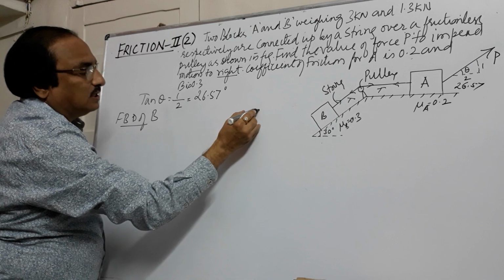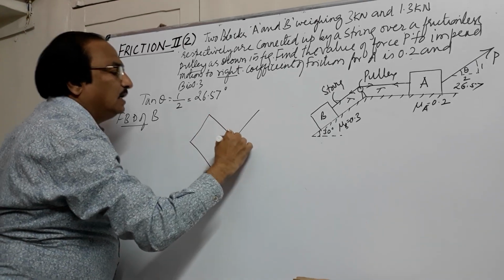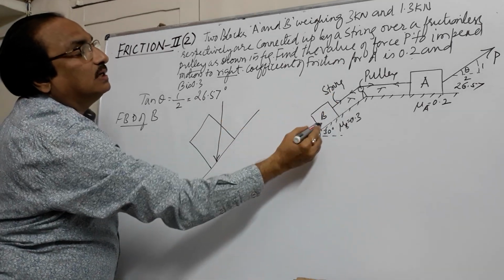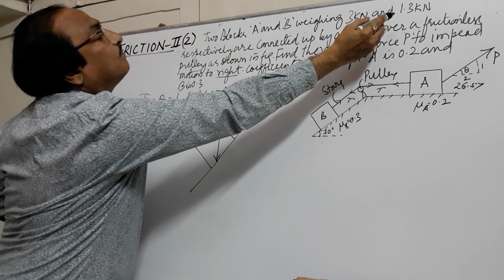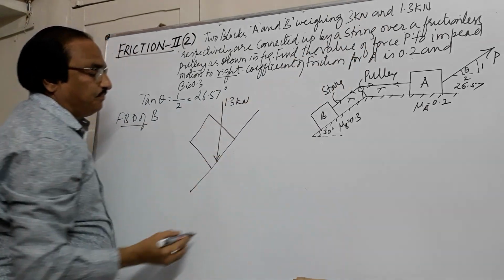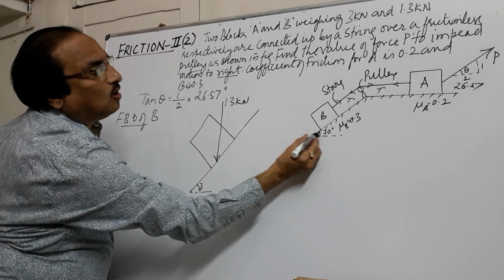So I will separate it out. It is on an inclined plane. This is the weight of the block. It is acting vertically down. Weight always acts vertically down. Its weight B is 1.3 kilonewton. Keep it in kilonewton only. So this is making an angle of 30 degrees with the horizontal.